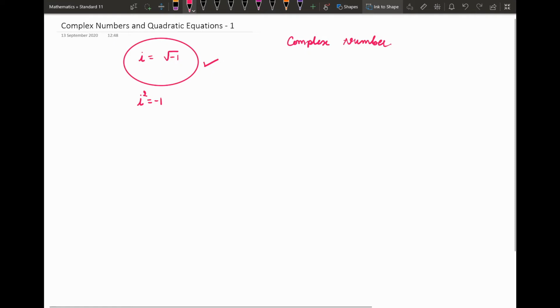i square is -1, squaring both sides. i cube will be i into i square. So i into i square is -1, so this is minus i. So in short, note this: i equal to square root of -1, i square equal to -1, i cube equal to minus i. i raised to 4 is i square raised to square. i square equal to -1, its square is +1. So i raised to 4 is +1, and so on.